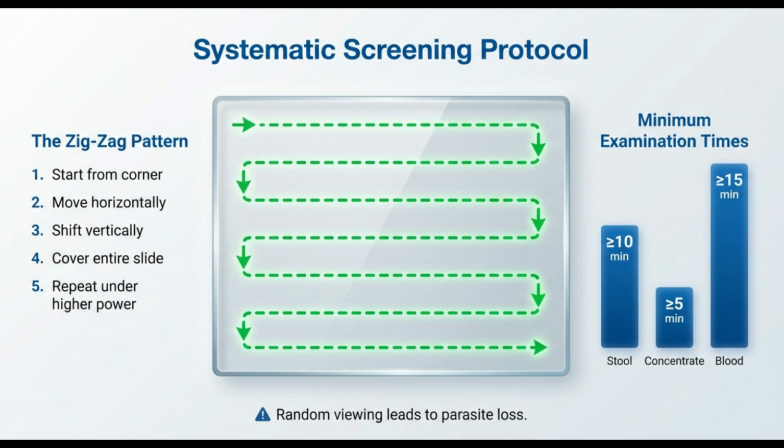And this takes time. Look at the bar chart. We're talking a minimum of 10 minutes for a stool concentrate, and at least 15 minutes for a blood sample. The warning here is serious. Random viewing leads to parasite loss. It's probably the single easiest way to miss a low-level infection.